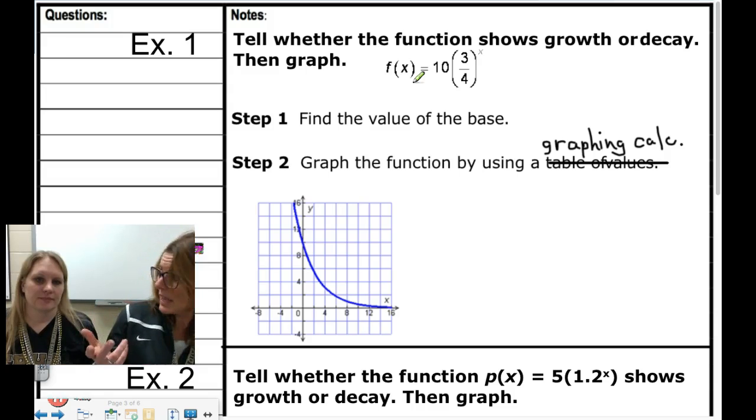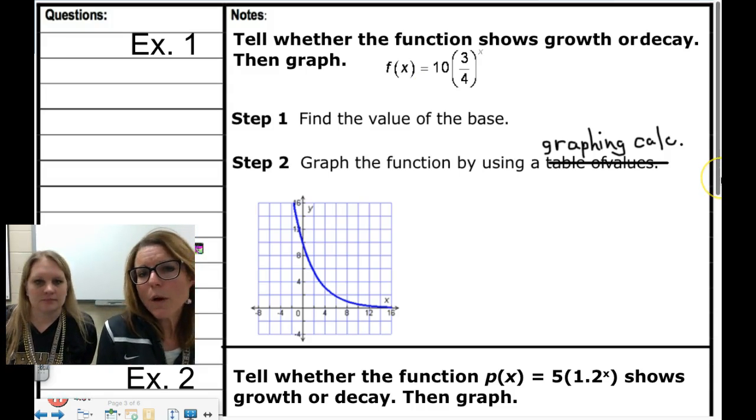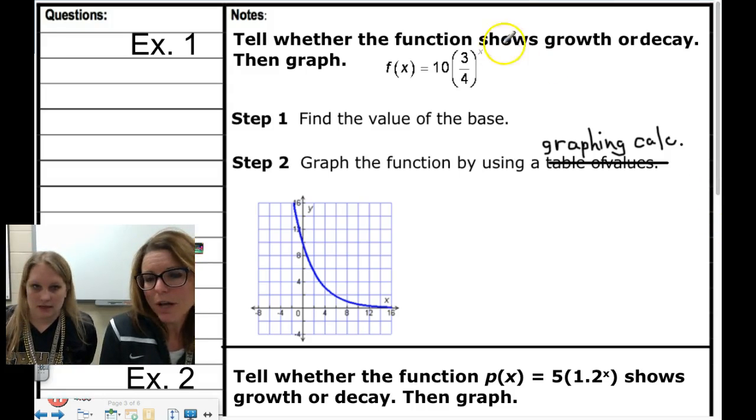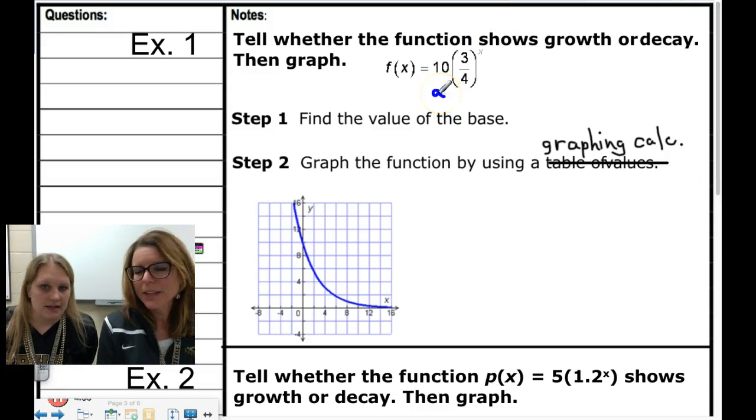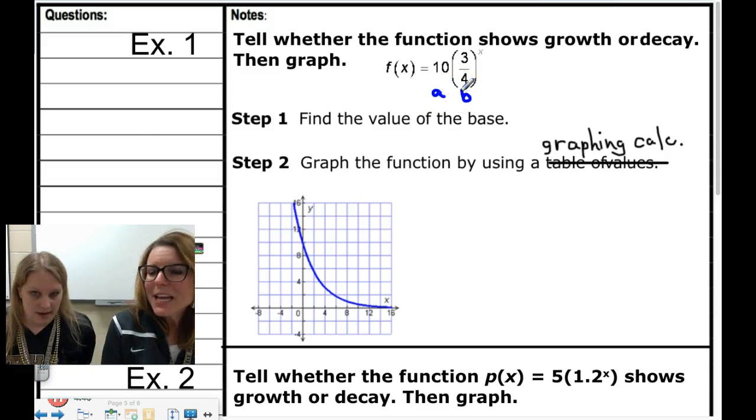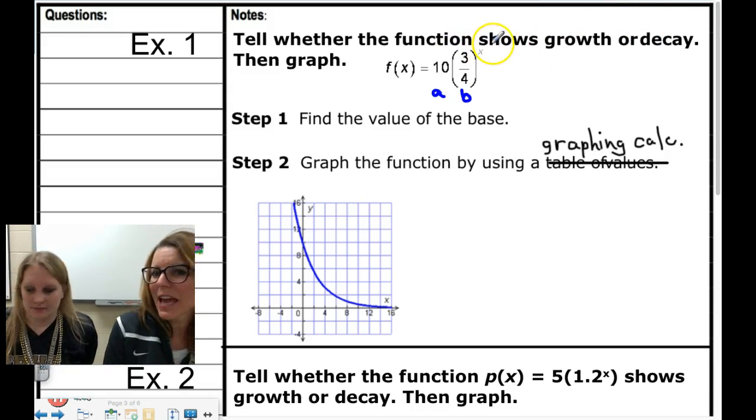I think we're ready for an example. Okay. Number 1, tell whether the function shows growth or decay. Then a graph. Well, we already graphed it for you. This was our A, yes, and this is our B, right? Right. Okay. So that's where students mess up. The B is always attached to the X, which is the exponent.